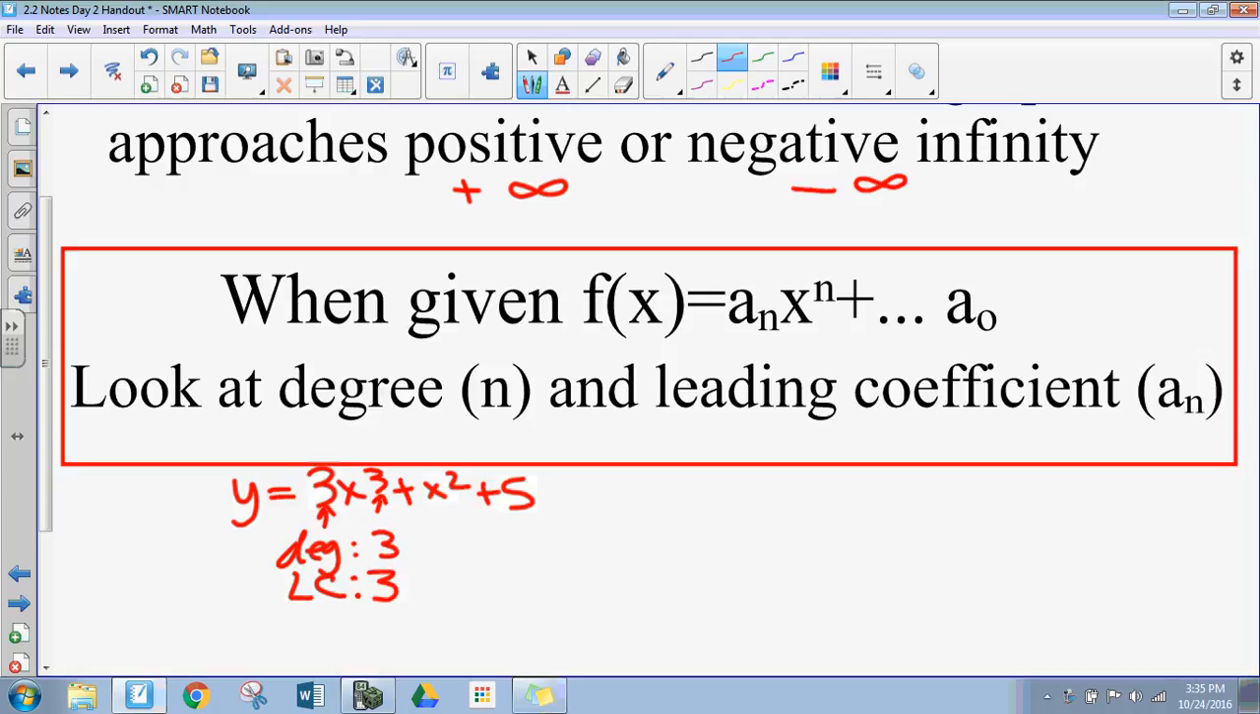Sometimes they're going to give you a function that's not in standard form, meaning it's not going 3, 2, 1, 0. It may be 2, 3, 1, 0, and you need to be able to pick out the x to the third, or x to the fourth, whatever the highest one is, no matter where it is. That's your degree. So you need to write it in standard form, in descending order.